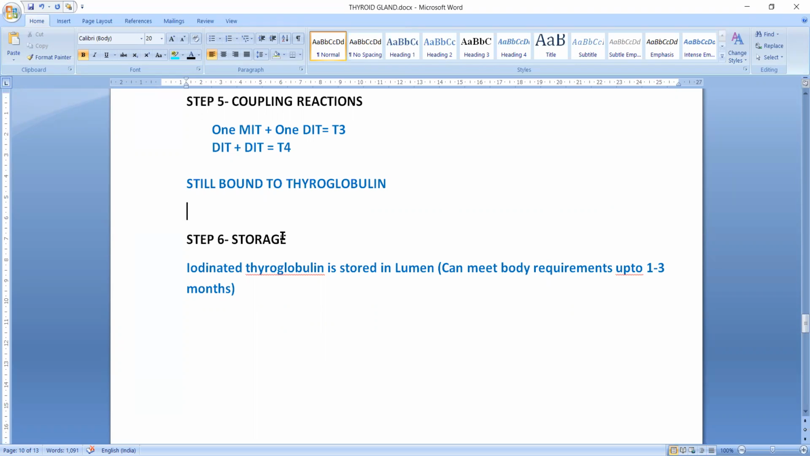And this iodinated thyroglobulin can meet the body requirements up to 1 to 3 months. So if a person is having a diet deficient in iodine, the thyroglobulin, which is stored in the follicles, can form the T3 and T4 and release them into the blood, since it is stored. So the storage of thyroglobulin is a very important phenomenon, and such type of storage is not found in other endocrine glands. So these are the steps of formation.